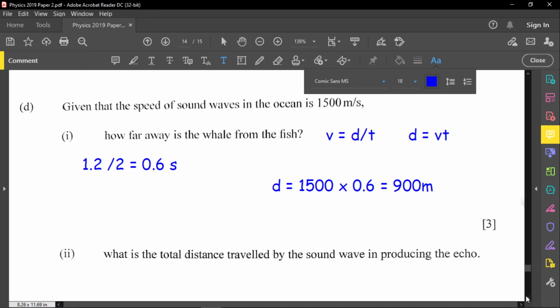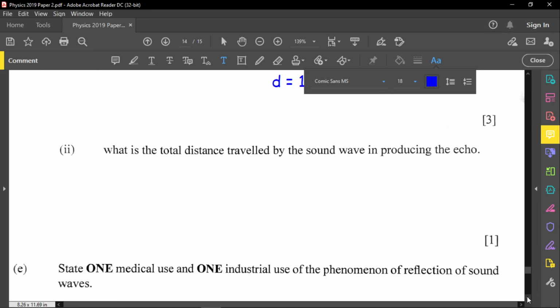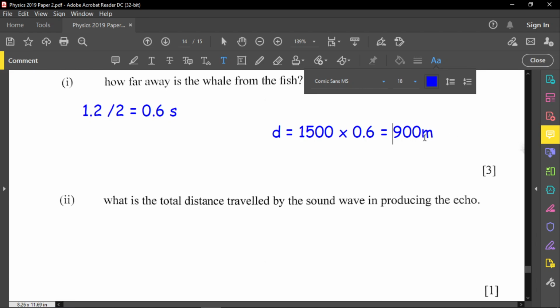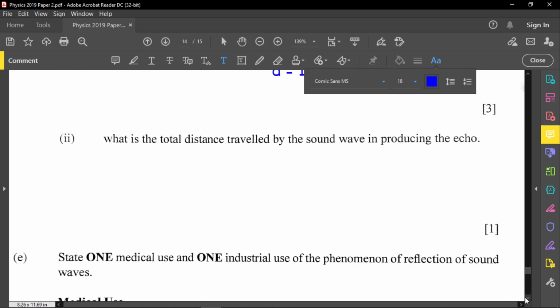All right, so let's go to part 2. It said, what is the total distance traveled by the sound wave in producing the echo? Now we go back to the total distance again. You can calculate the distance between the whale and back to the whale by multiplying the distance by 2. Multiply the 900 by 2, or you can just say 1.2 multiplied by the entire distance, which is 1,500, and that will give us 1,800 meters. Again, you could just simply multiply the 900 by 2. Same thing.